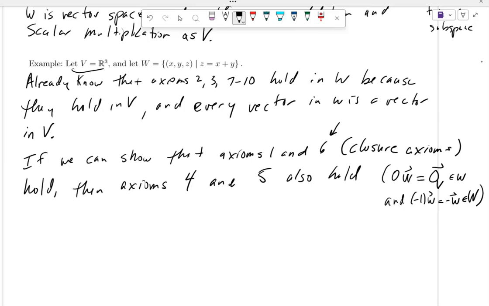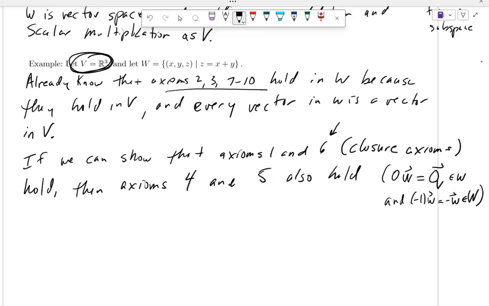I already know that this is a vector space. We're given that it's a vector space. I get that these hold because I know that for the big space they already hold. If I tell you it's a vector space, those 10 axioms have to hold for the big space automatically. That's what it means to be a vector space. All of those things are satisfied.